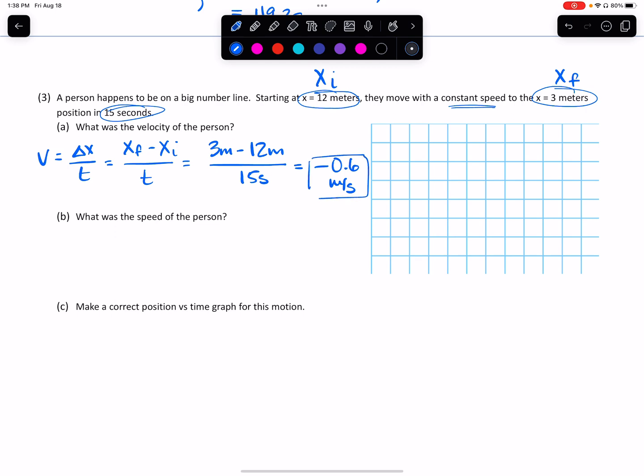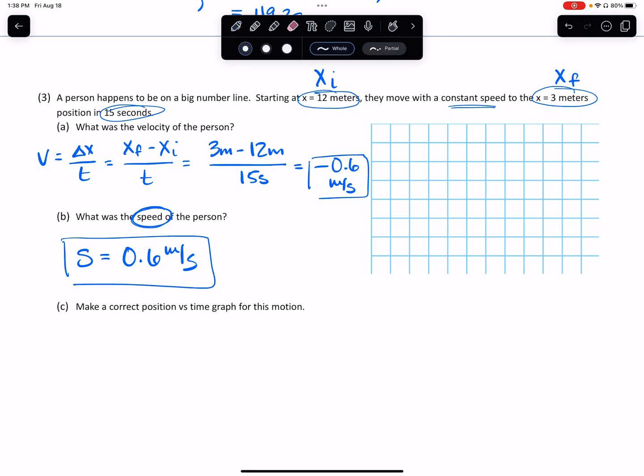Now you might say, oh no, negative. Remember, a negative sign here just tells us direction. So we're moving backwards, which makes sense because we start at 12 meters and end up at 3. So we've moved towards the origin. So what was the speed of the person? Now remember, speed is the scalar version, so no indication of direction. So we just drop the negative sign and we just say 0.6 meters per second.